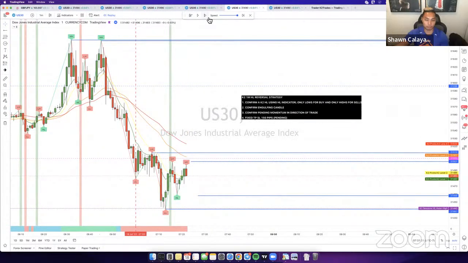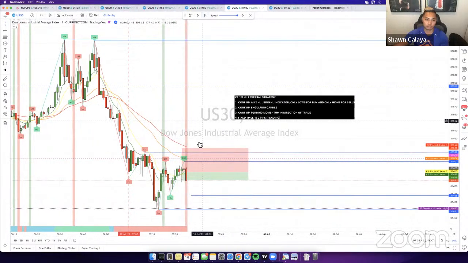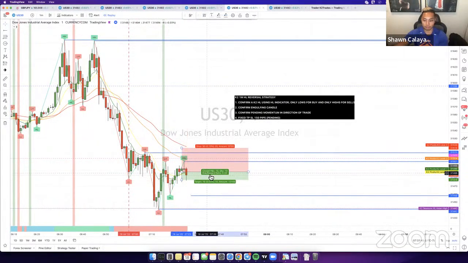I don't think there was another one here. There's actually another one right here. It's another engulfing with the pending sell. Another full TP right there. Yeah, so there was another one right there too.